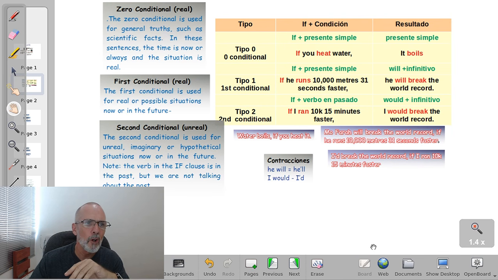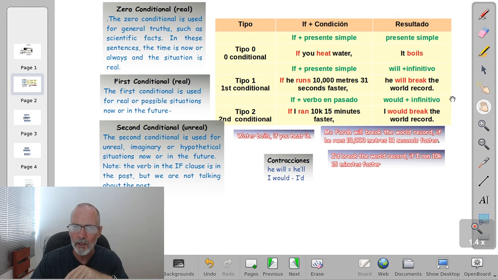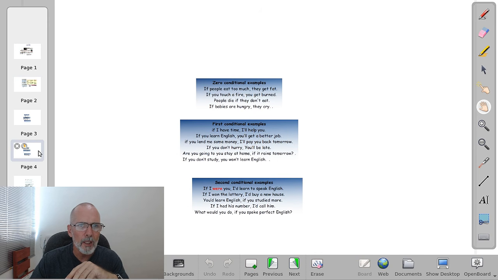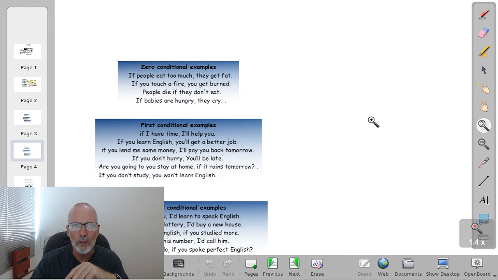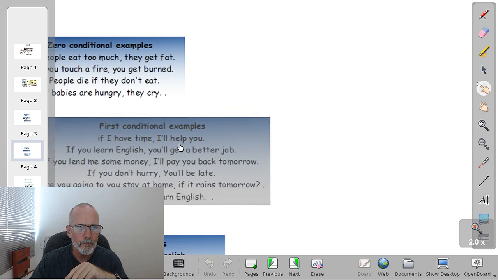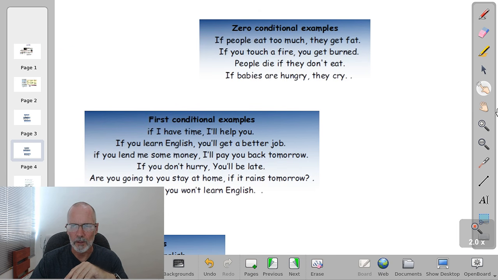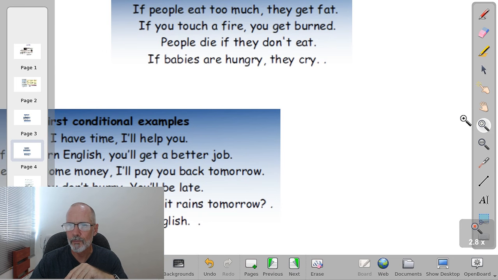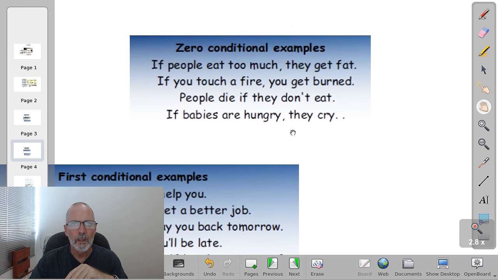What's next? More examples. Let me move this back over here. We've got some examples of these here, so let's have a look at some more examples of zero conditionals. We can start with these ones. Zeros. And here are the examples.